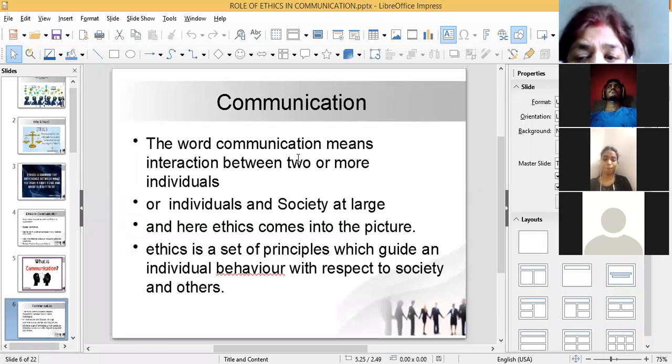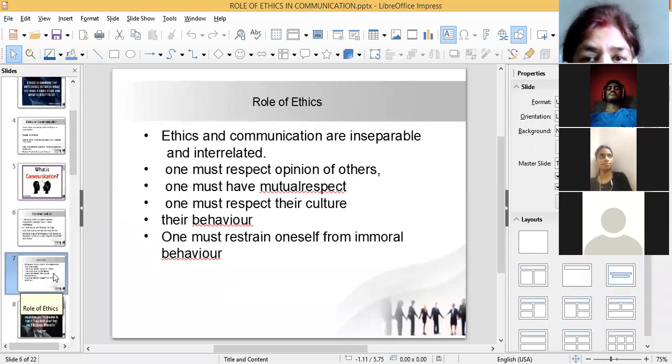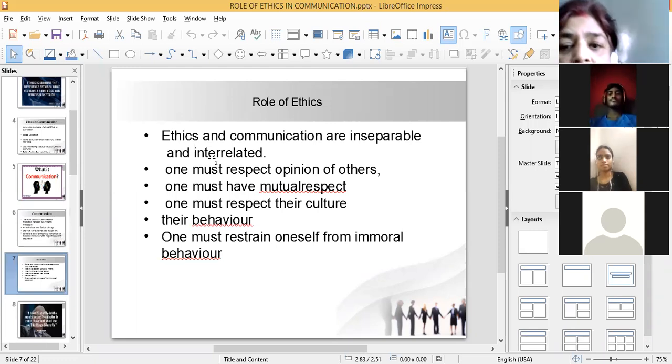So ethics is a set of principles which guide an individual's behavior. If you know your principles, the set of principles, ethics in itself will guide you. It will guide your behavior, it will put a check on your words. So ethics is a set of principles which guide an individual's behavior with respect to society and others. So we are guided by our attitude, we are guided by our code of ethics. What is the role of ethics in communication?